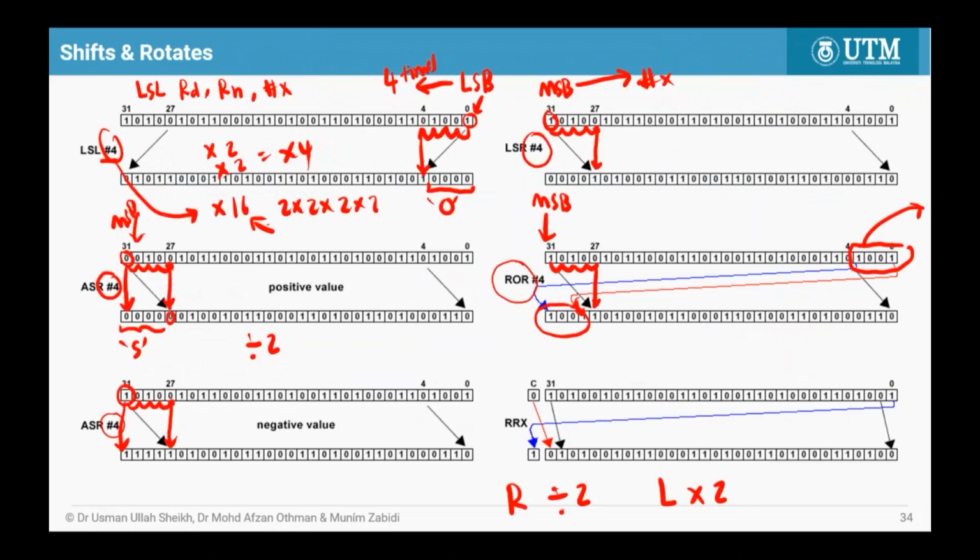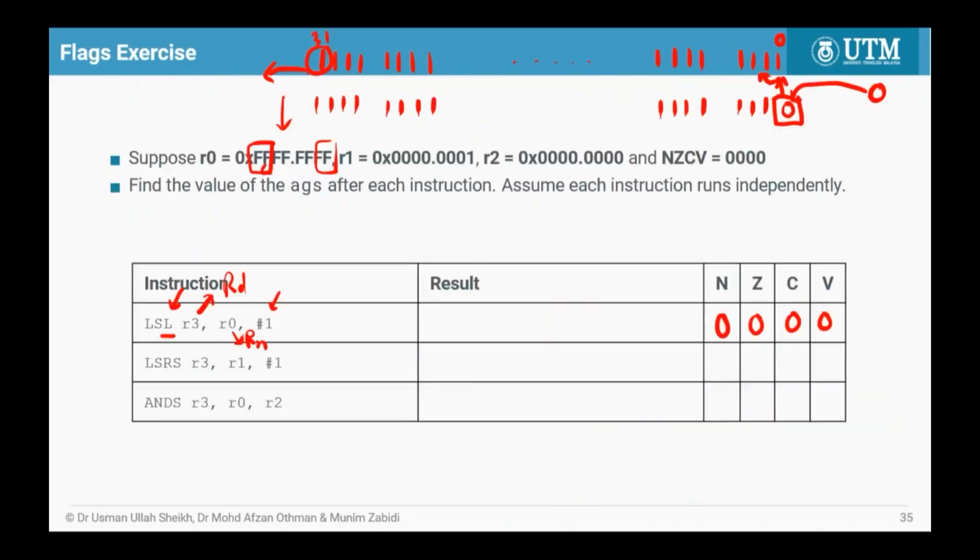You see here? Every time you do the LSL, the bit here will be filled up by 0, and the bit on this side will go outside of the register. So what would be the result? R3 equals F, F, F, F, F, F. What would be this one here? This is F. What about this one? 8 plus 4 plus 2, which is E. So this is your result. None of the flags are changed or affected. Why? Because you don't have the suffix S after your instruction.